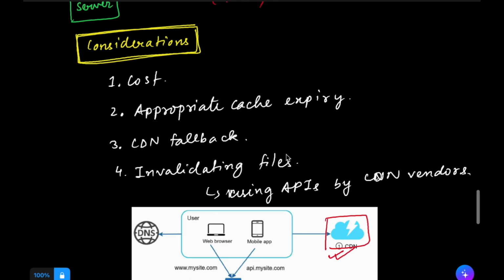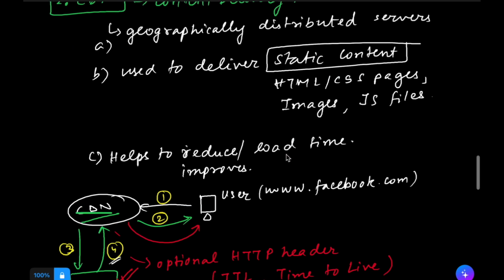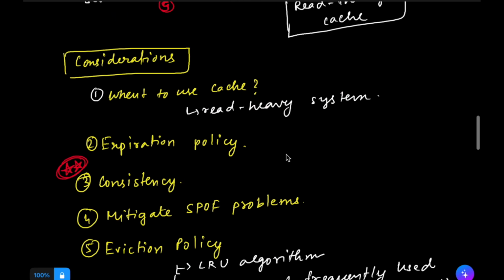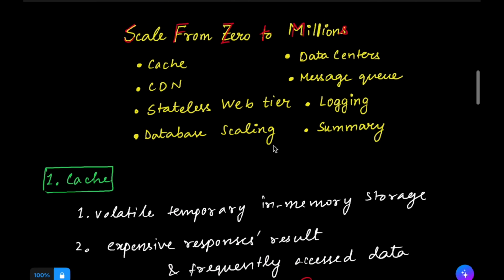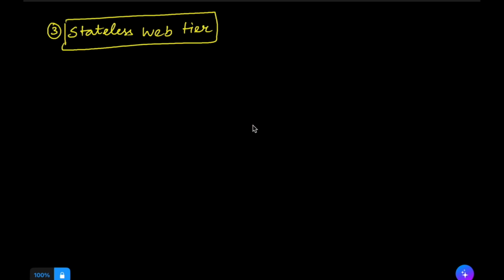Now, considering the topics we would be looking into in today's lecture, let's move on to the next section, which is our stateless web tier. Let's discuss the stateless web tier. Before that, let's discuss what a stateful architecture is. By the name, as you might have guessed, it denotes some kind of state.